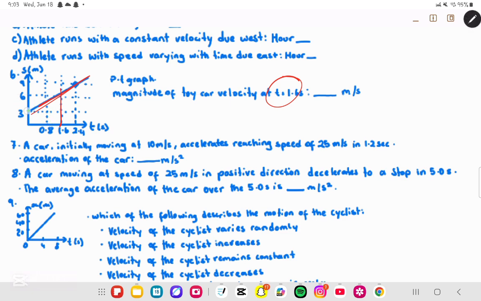So, very simply, just take any 2 points. For example, this point over here, which is 0.3, and this point over here, which is 2.49. So find the slope. How do you find the slope? Very simply, it's y minus y over x minus x. So 9 minus 3 over 2.4 minus 0. And you will get an answer of 2.5 meters per second.